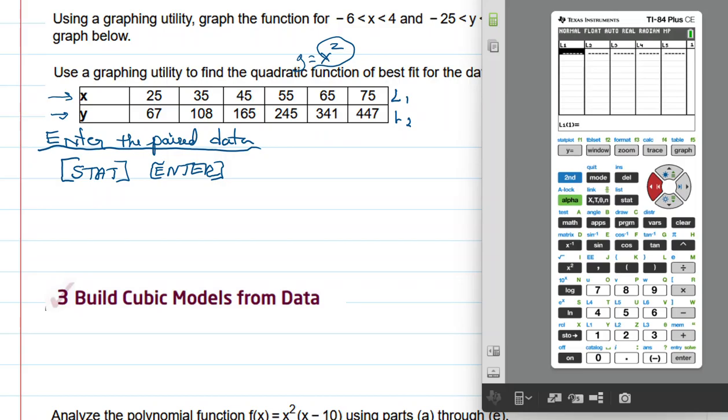So stat enter, and then line 1 is X, and line 2 is Y. So I'm going to do enter the 25 and enter. Garbage in, garbage out. So I have to watch very carefully. It's not you all I'm worried about, it's what I do. Okay, then I arrow across, and I'll get to line 2. Arrow across.